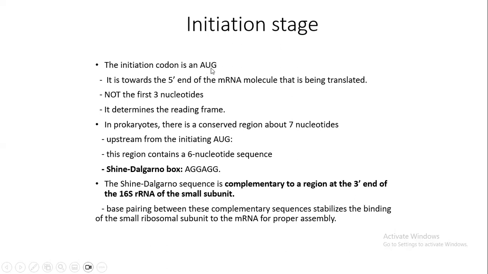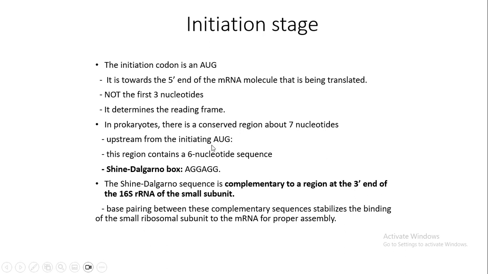The initiation stage will begin at the AUG codon. It is towards the 5' end of the messenger RNA molecule that is being translated. It is not the first 3 nucleotides on the messenger RNA. And also this AUG codon is going to determine the reading frame.